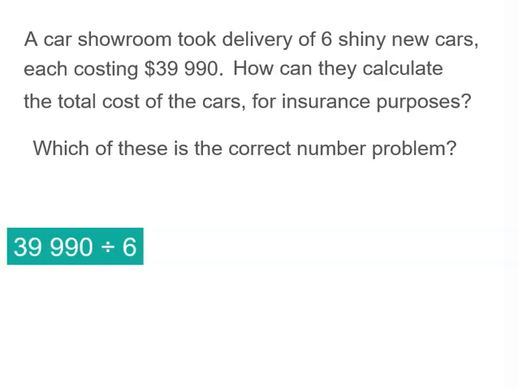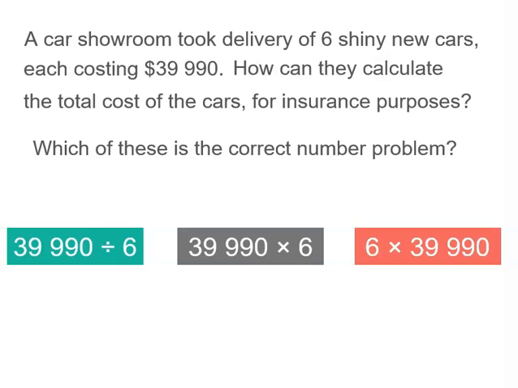Now, which one of these would they perhaps use? Would it be 39,990 divided by 6, multiplied by 6, or 6 multiplied by 39,990? Well, let's have a look at what the sentences tell us. There's 6 cars, so we know the number 6 is important. Each one costs 39,990, so that's the cost for one car.